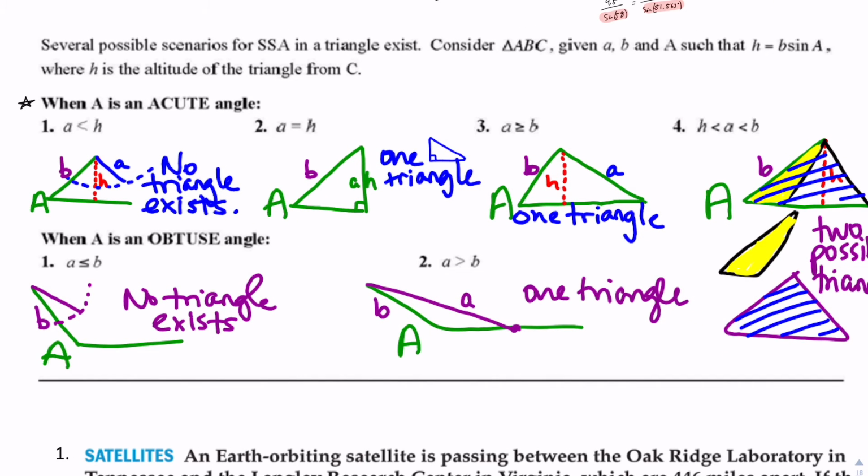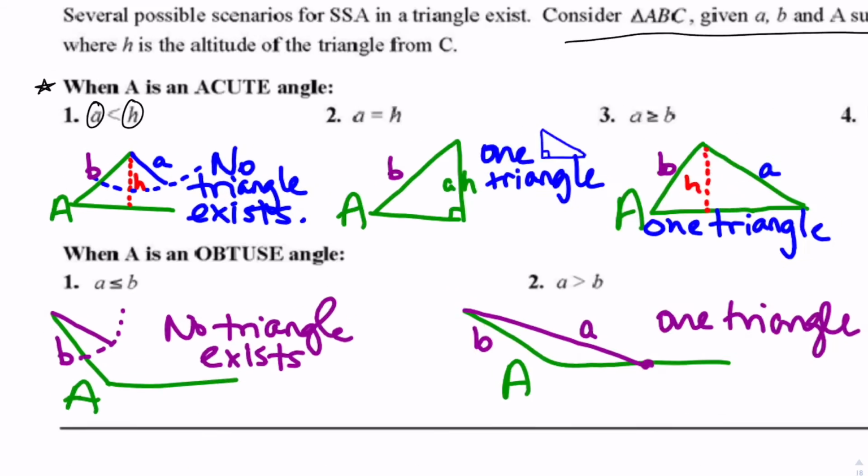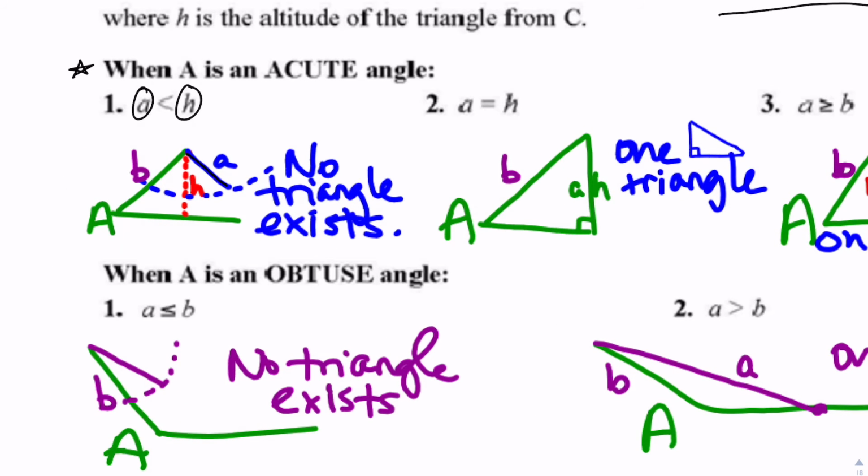Here we're given triangle ABC, given sides b and a, such that the height is b sine A, where h is the altitude of the triangle. Notice when A is an acute angle and little a is smaller than h, no triangle can exist, because a can't reach to make the triangle. So no triangle can exist, because a is smaller than the height. If I were to draw this and keep it the same size, it can't reach the bottom to form any kind of triangle.